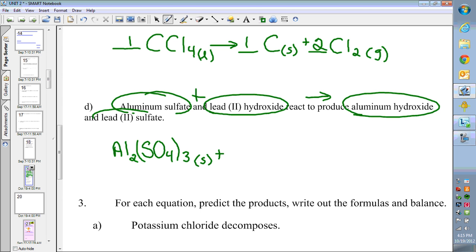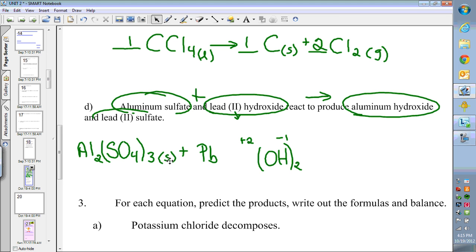Then we have lead 2 hydroxide. Lead 2 means you write the symbol for lead, the charge, it tells you +2, Roman numeral 2. Hydroxide is OH, and it's a charge of -1. So to make that compound add up to 0, you need to put a 2 for the hydroxides. So we'll move this over because I'm writing kind of big here. All right. So now arrow.